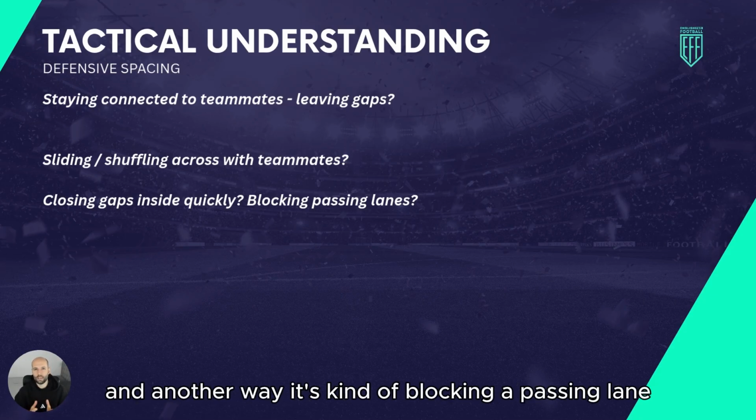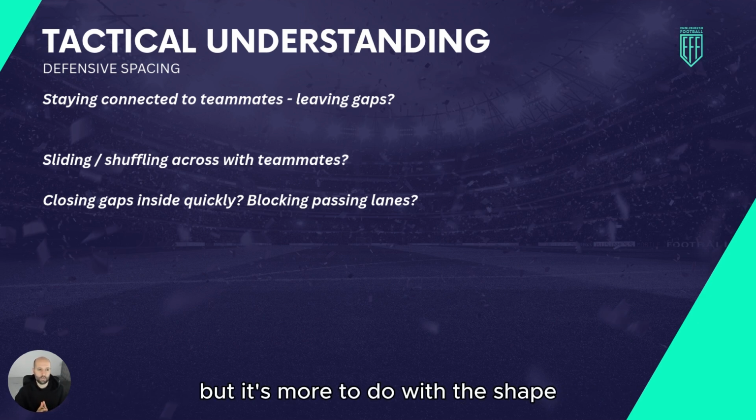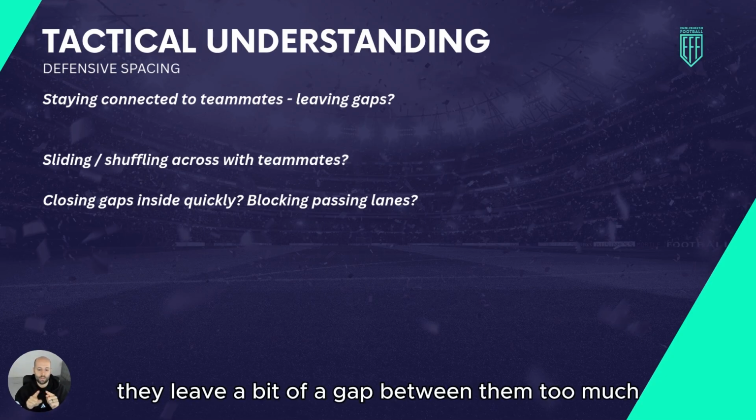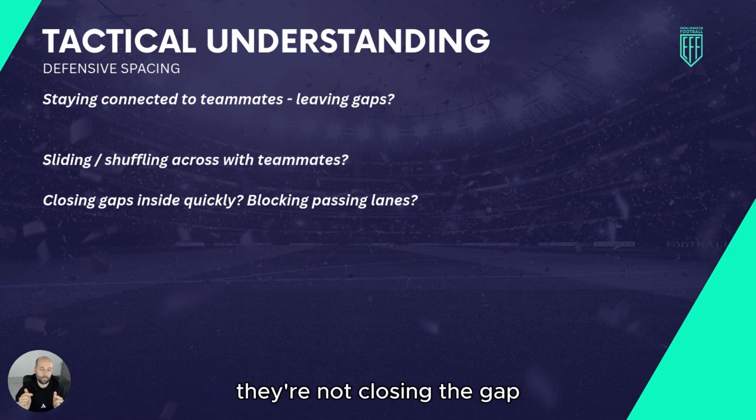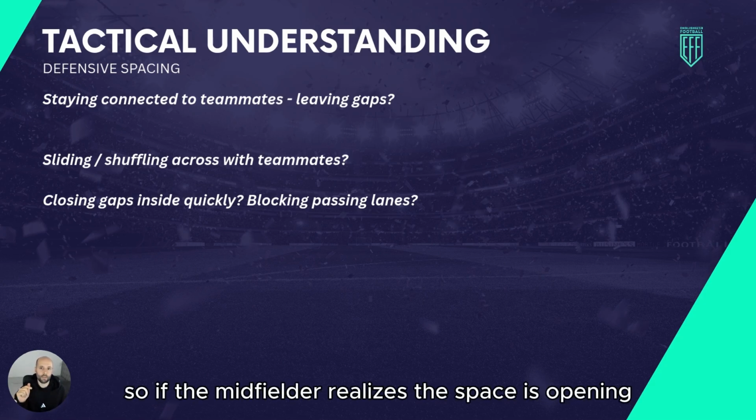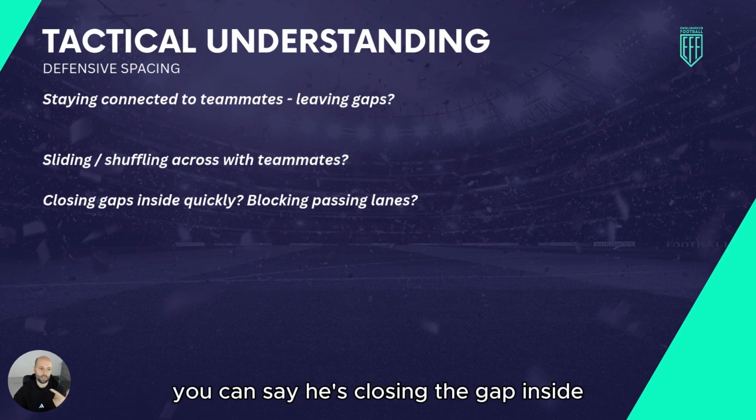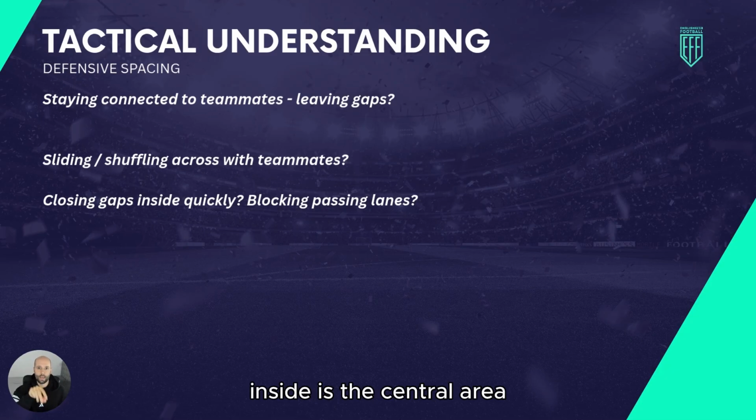In another way, it's kind of blocking a passing lane, but it's more to do with the shape and the defensive spacing. So if you've got some midfielders that are supposed to be protecting the defensive line, but then all of a sudden they leave a bit of a gap between them, too much, they're not closing the gap. So if the midfielder realizes a space is opening and moves across quickly, you can say he's closing the gap inside. Inside is the central area to prevent passes going inside there.